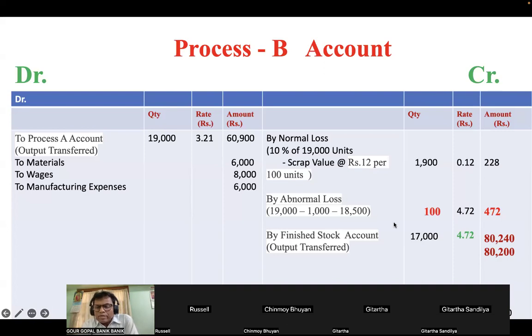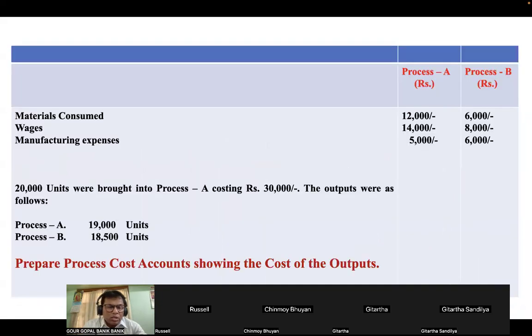Now, one thing very interesting you see. From process B, actually in total we put 19,000. From 19,000, if you deduct 1,900 normal loss, your production should be 17,100. But in the question, they are saying your product is different. This is also wrong.